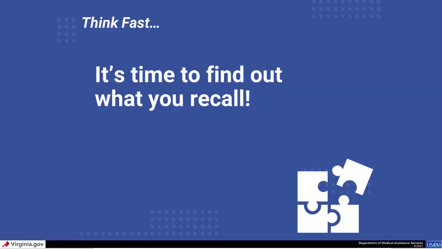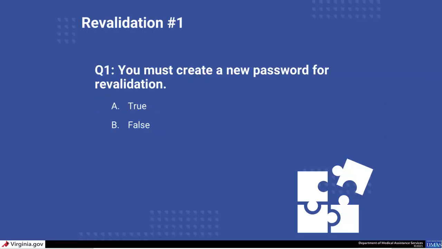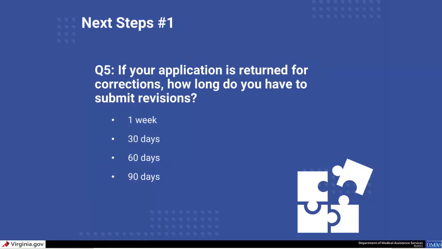Now it's time to find out what you recall. True or false, you must create a new password for revalidation? The correct answer is true. The final question. If your application is returned for corrections, how long do you have to submit revisions? The answer is 30 days.